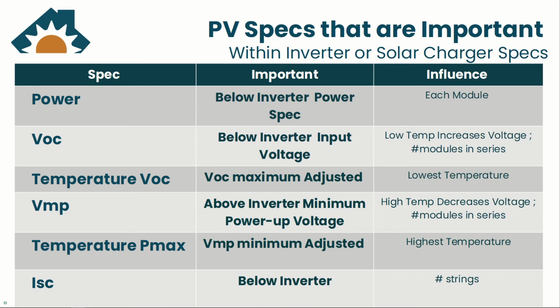Lastly is the short circuit current. The maximum short circuit current connected to the inverter should not be exceeded. Each string increases the short circuit current for the array.